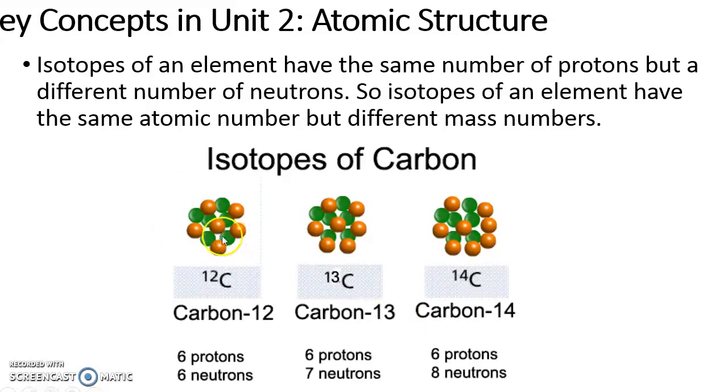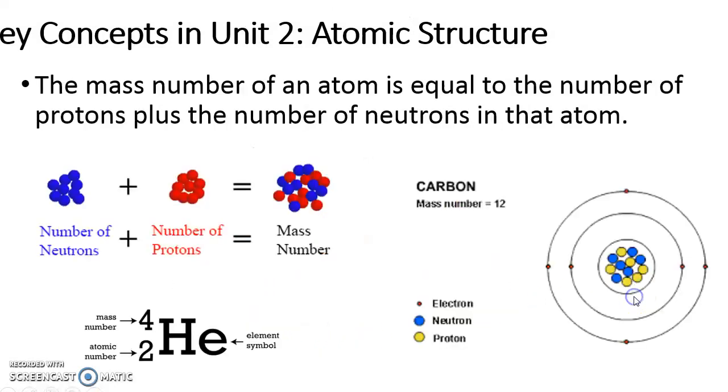And then I should mention, this number right here is the mass. You'll see it written as carbon-12. That number's the mass number. What is the mass number? Well, the mass number of an atom is equal to the number of protons plus the number of neutrons in that atom. So literally all you do to find a mass number is count up the number of neutrons or look in the problem to see what the number of neutrons are, add to that the number of protons, that will give you the mass number.